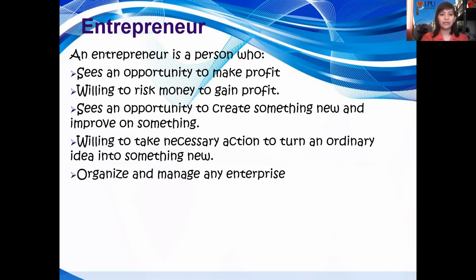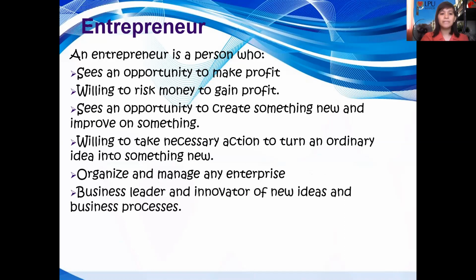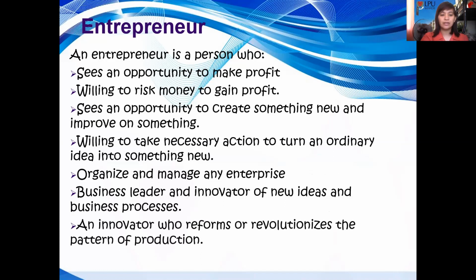Organize and manage any enterprise. Business leader and innovator of new ideas and business processes. They are an innovator who reforms or revolutionizes the pattern of production, and they play a key role in the economy.